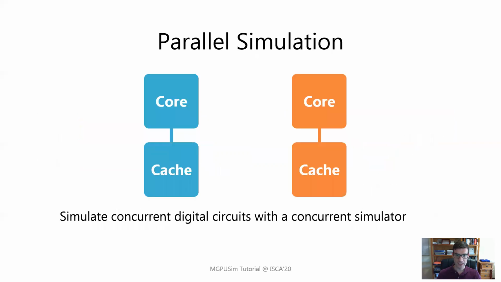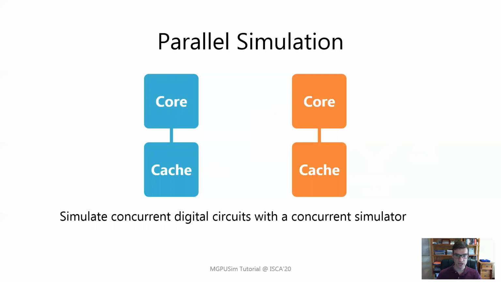Our fourth and last design philosophy is that we should simulate parallel hardware in parallel. Digital circuits run in parallel. As we can see, in a GPU or multi-core system, the group of components on the left, that is core and cache, run independently from the group on the right. They are usually driven by the same clock signal. At a clock edge, they cannot communicate with each other.